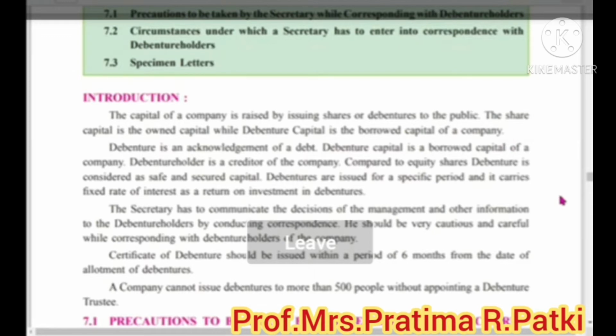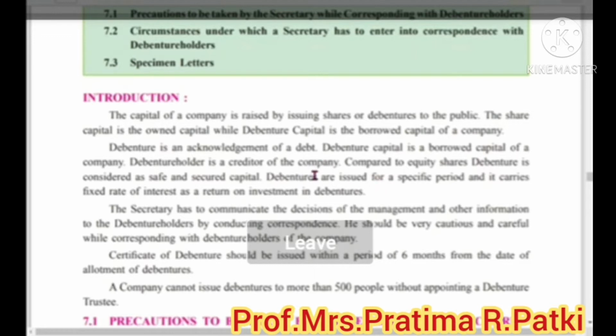Since we owe money to them, they are our creditors. So underline the term creditor over here. Now, compared to equity shares, debenture is considered safe and secured capital. This can be a true or false statement, right? Why are debentures considered safer and more secured than shares?